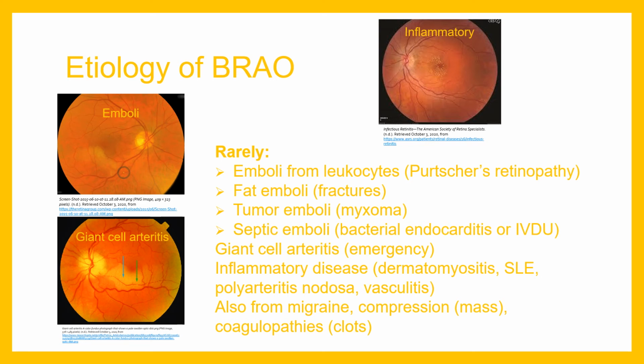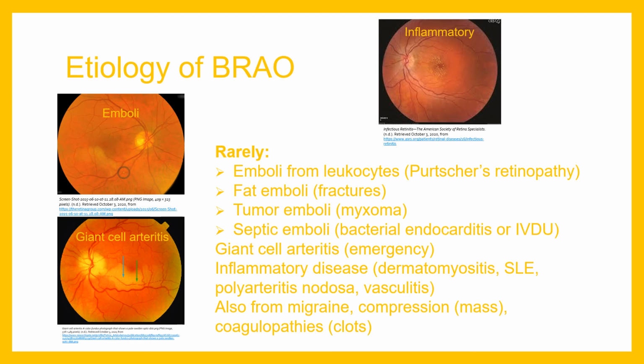Fractures of the long bones can break the marrow and release lots of fat into the bloodstream, therefore causing fat emboli. Myxoma or heart cancer can release tumor cells into the blood, and they themselves will form little chunks of emboli. If IV drugs are used, or if there's a bacterial endocarditis, septic emboli can form from the clumping of bacteria within the blood.